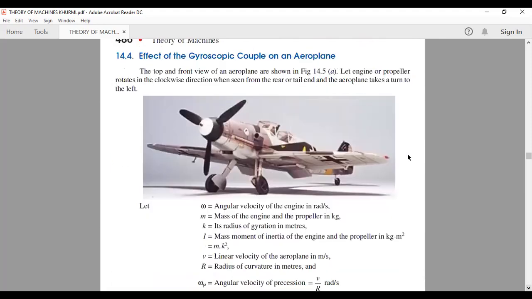Next, the four examples for the gyroscopic couple have been given in this unit. First one is the aeroplane, second one is the naval ship, third one is the four-wheeler, that is motor car, and fourth one is the two-wheeler, that is motor cycle. So in this, first one is the effect of gyroscopic couple on an aeroplane.